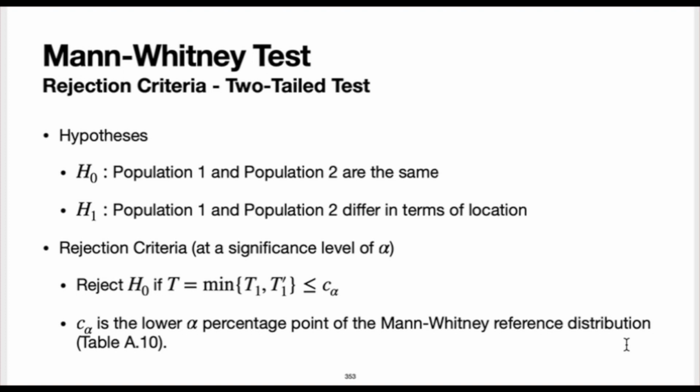So let's look at the rejection criteria for a two-tailed test. A two-tailed test would be where the null hypothesis says that population 1 and population 2 are the same, against the alternative that population 1 and population 2 differ in terms of location. The rejection criteria for this test at a significance level of alpha would be to reject the null hypothesis if the test statistic T, which in this case is the minimum of T1 and its conjugate, is less than or equal to C sub alpha. C sub alpha comes from table A10, the Mann-Whitney reference distribution table, and it represents the lower alpha percentage point of that distribution. So this would be the rejection criterion for this two-tailed or two-sided test.